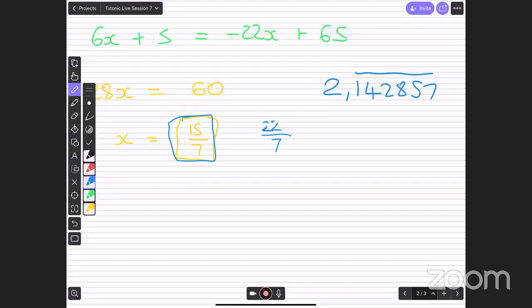This is like foreshadowing here. It's foreshadowing. If you guys remember, at the beginning, Iman said 22 over 7.